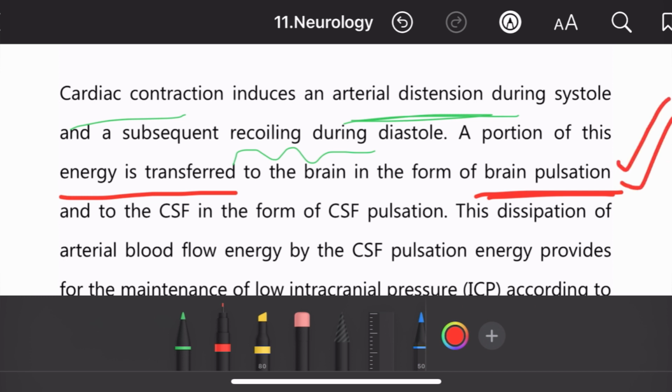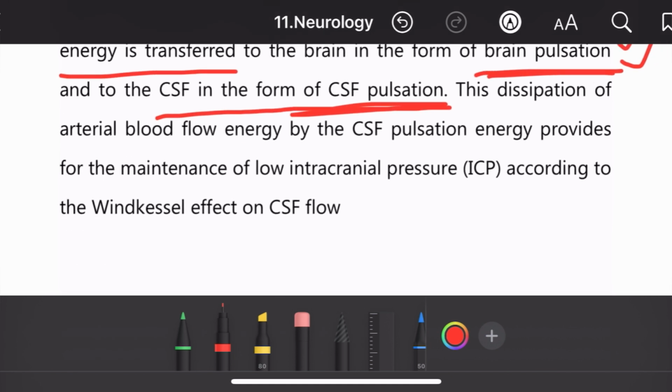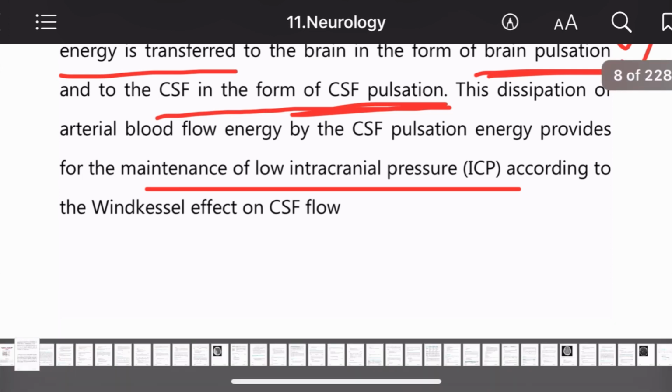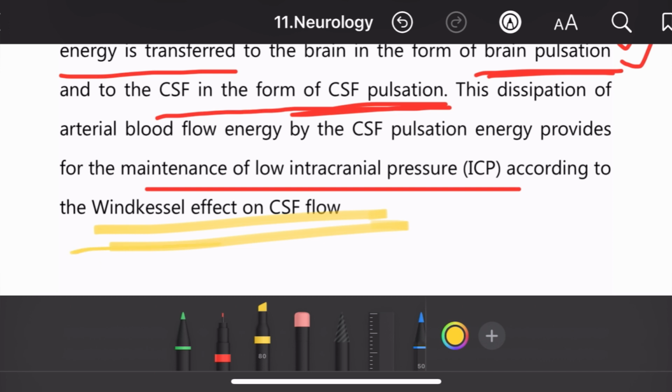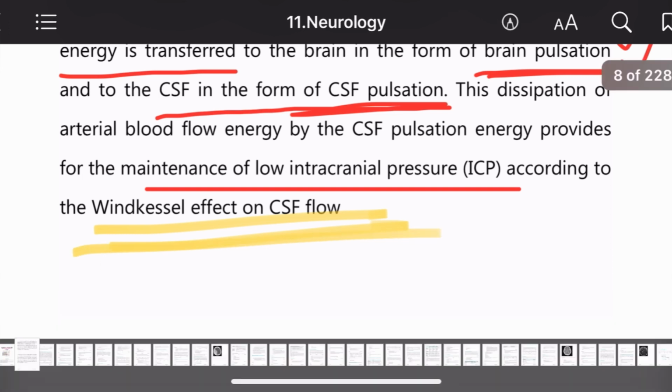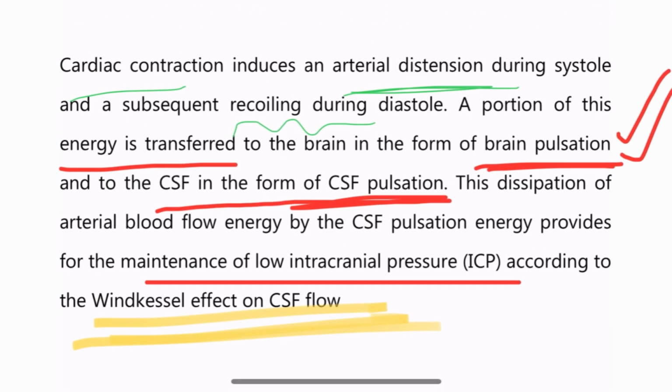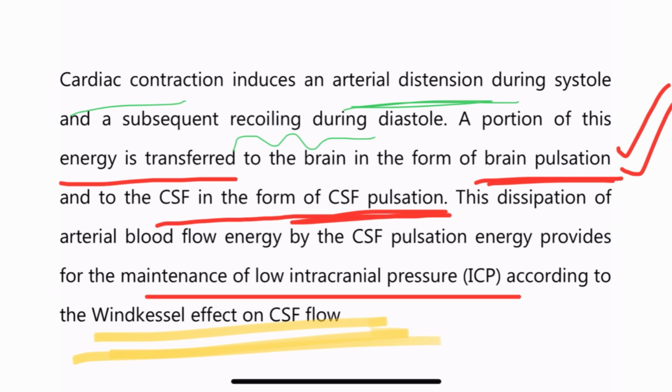Once the brain pulsations are transferred, they will affect CSF in the form of CSF pulsations, and this dissipation of arterial blood flow energy by CSF pulsation energy provides the maintenance of low intracranial pressure. This effect is called the Windkessel effect on CSF flow.